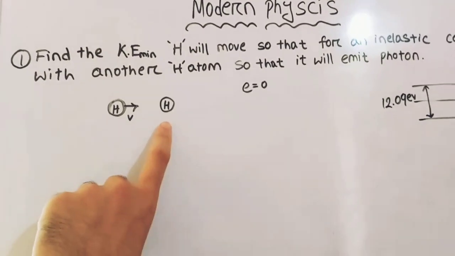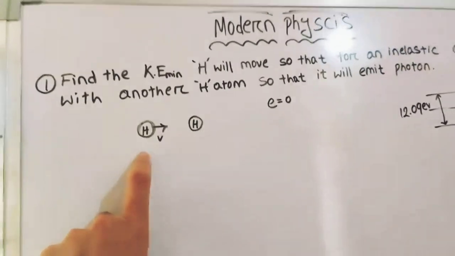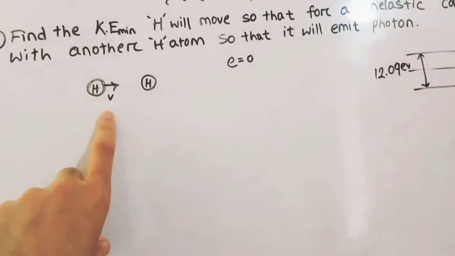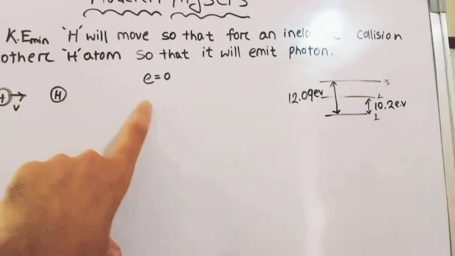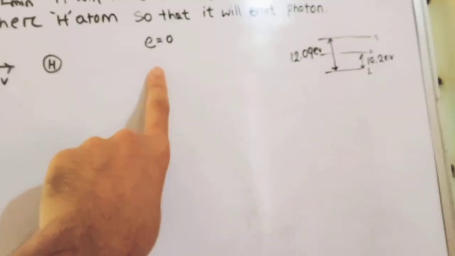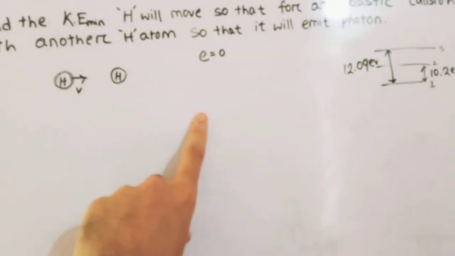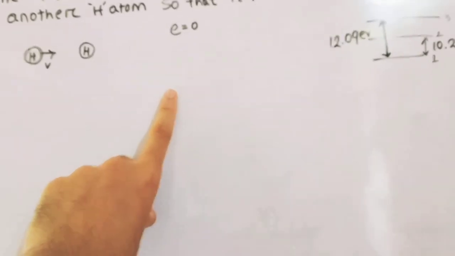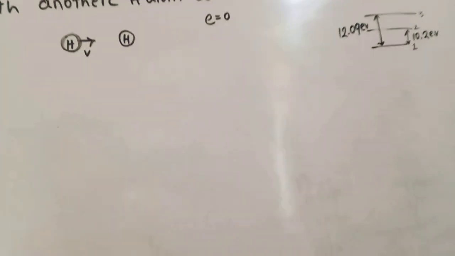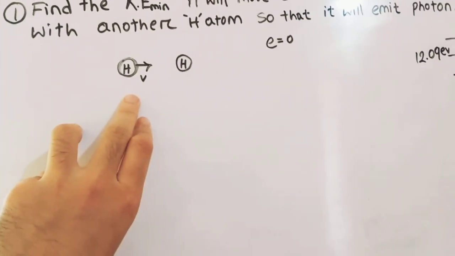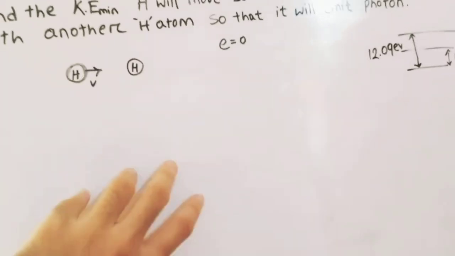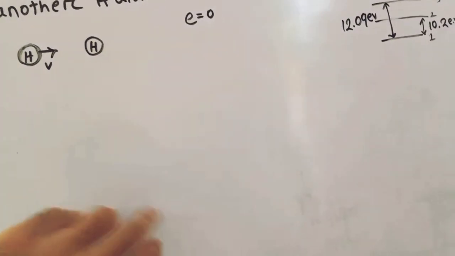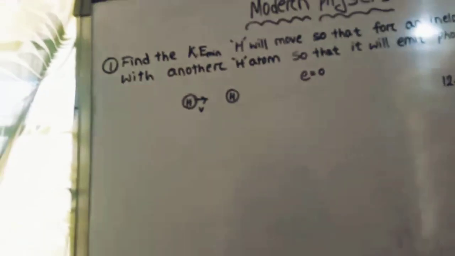So here is the question. One hydrogen atom is at rest and another hydrogen atom, with some kinetic energy, is moving with a velocity v, and it is an inelastic collision, so e value is 0. One condition is that an atom will emit a photon when the electron de-excites. So here the electron uses the kinetic energy to excite, then when the electron de-excites it will emit a photon. So what's the condition here?